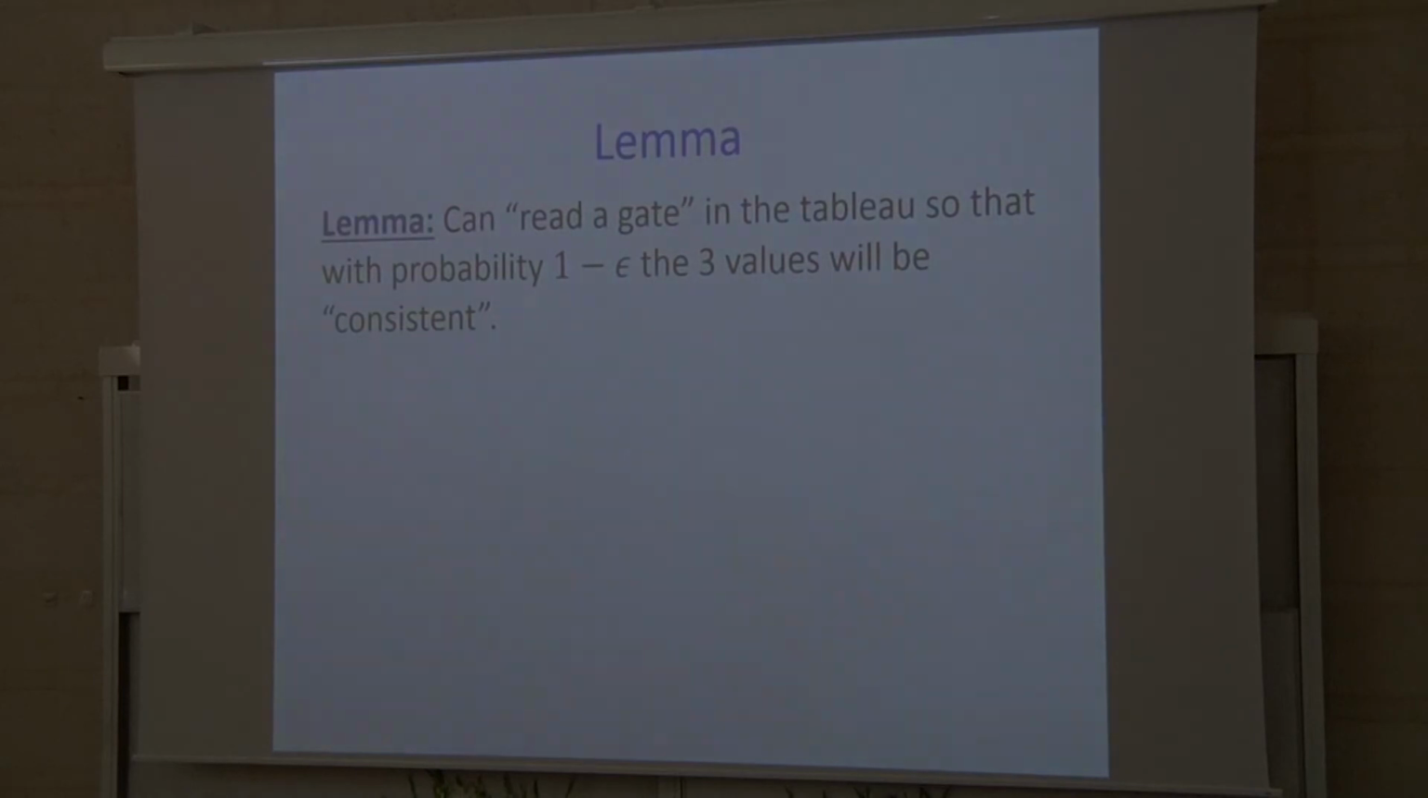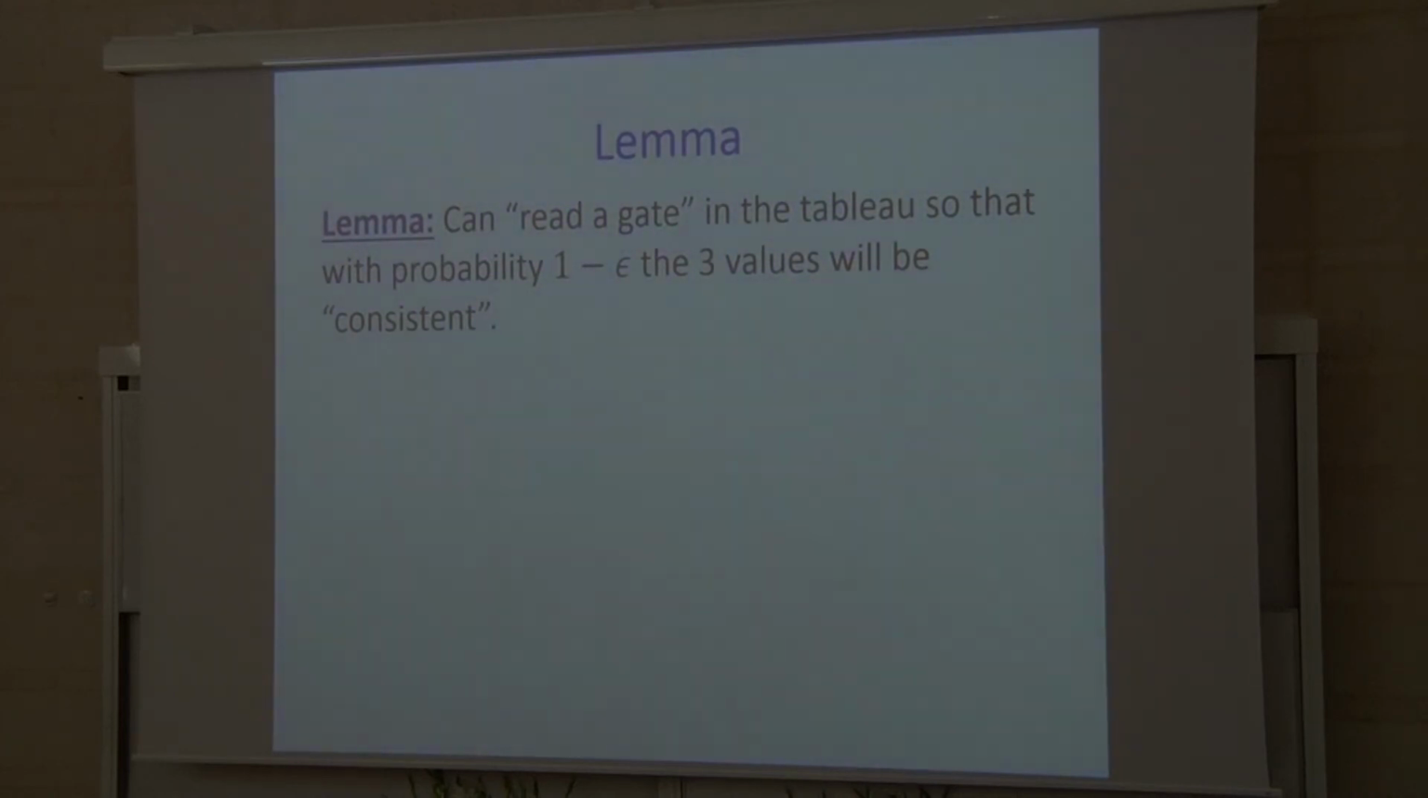This technical lemma that I just mentioned says that we can read the value of a gate by just taking random lines through the input and output gate values. So if we take these random lines and do this interpolation, the three values that we get are going to be, with very high probability, consistent. What do I mean by consistent? Just that the output value is the value of the gate computed on the two input values. So in the case of an AND, the output should be an AND of the two inputs. But just very local consistency.